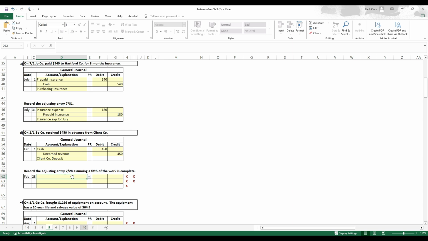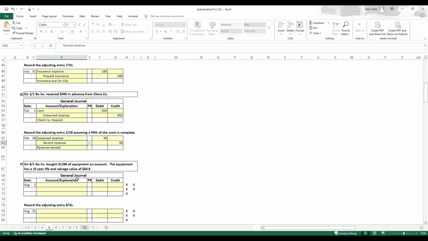And then on 2/28, 1/5 of this has been earned now. So the full amount is not ours yet, but we've done 1/5 of the work for it. So we will record 1/5 of it to be ours. And so we want to reduce our unearned revenue by 1/5. And we want to increase our actual revenue to show that we actually earned it during this month. If I can find the service revenue, let's just do that. And we'll just say revenue earned. Okay.